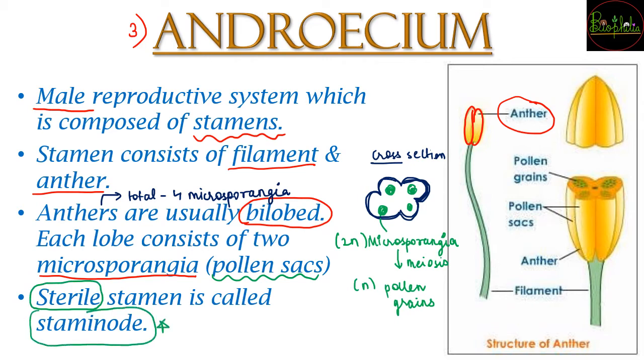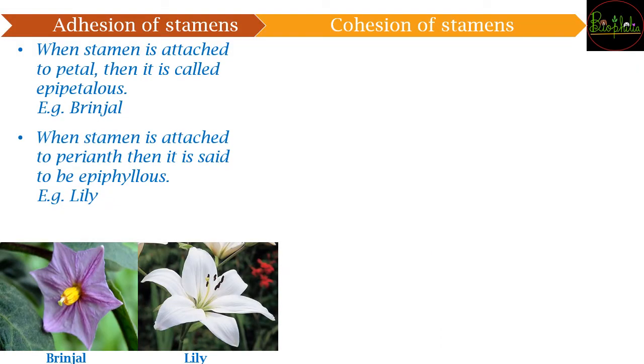So this is also going to be a very important MCQ: what do we call a sterile stamen? So sterile stamen is going to be called a staminode. So that was about the androecium. Now the stamens in the androecium are going to be of two types.